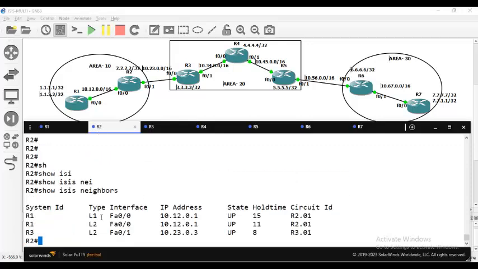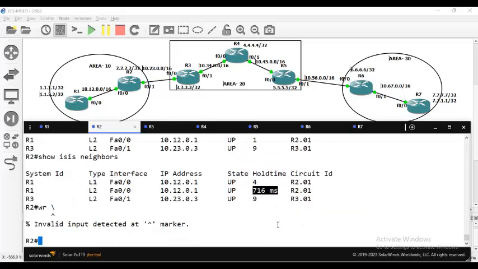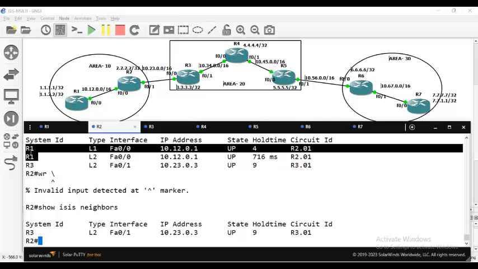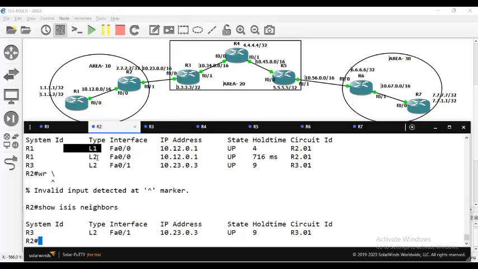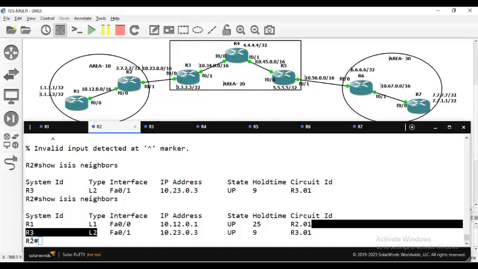You see, only L1. With R3, why has it got only L2? Why is it not having L1? Because it is another area. To form a neighbor with another area, you need L2. L1 cannot form a neighbor with an other-area router. But with the same area, it can form both L1 and L2. With another area, it can only form L2 by default.